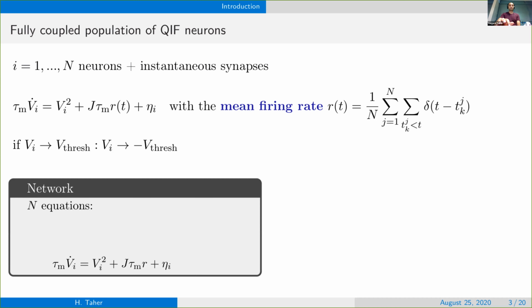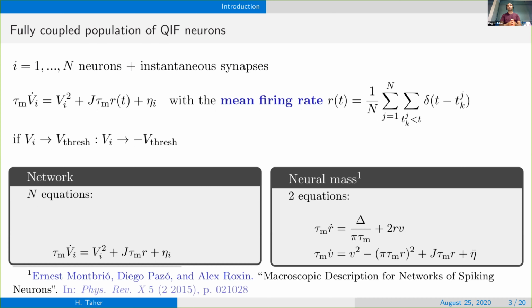So we have these network equations on the left side. For each neuron, we have one equation describing the membrane voltage dynamics, so we have N equations. And for this type of network, an exact mean field limit was developed. So in the limit of infinitely sized networks, we have an exact neural mass model. Instead of describing the individual neuron, we describe the system in terms of the mean firing rate, this R, and the mean membrane voltage, this V.